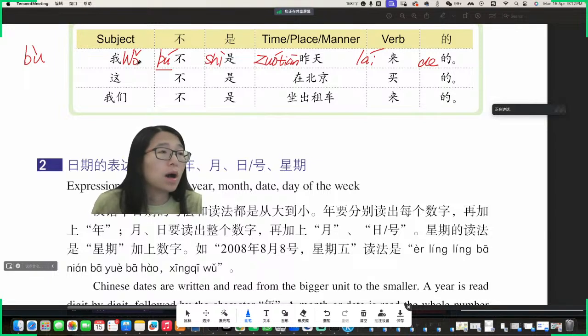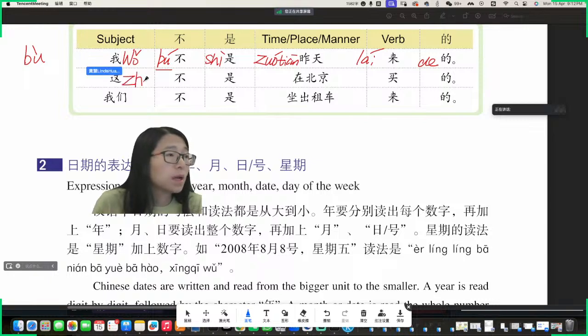不是昨天来的, so "I didn't come yesterday." That's how you say it in English. In Chinese, you say 我不是, so I was not yesterday come. So you need to add 不 in front of 是. That is the negative form, which is quite a straightforward structure, right? Nothing else changed.